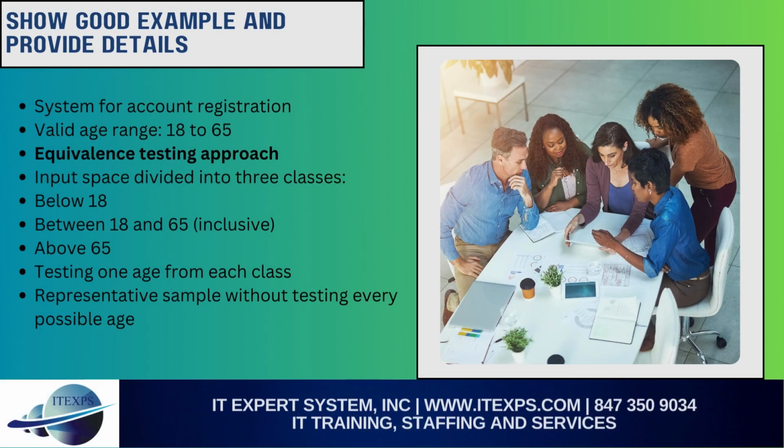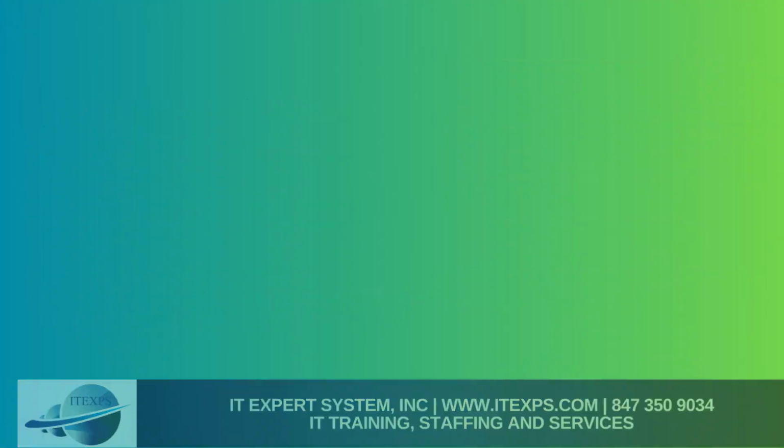Show good example and provide details. Example: consider a system that accepts user ages for account registration, and the valid age range is 18 to 65. Instead of testing every individual age within this range, equivalence testing would divide the input space into three classes: below 18, between 18 and 65 inclusive, and above 65. Testing one age from each class provides a representative sample without the need to test every possible age.